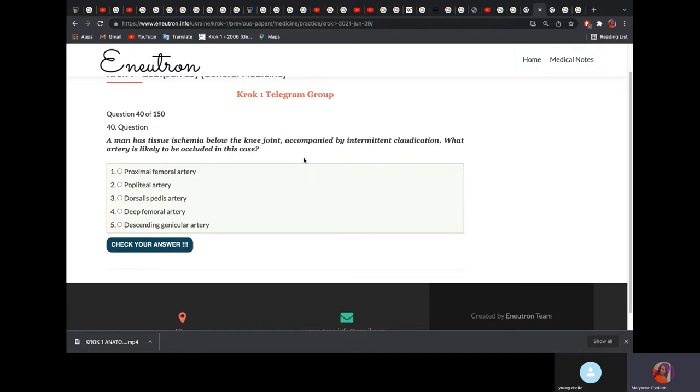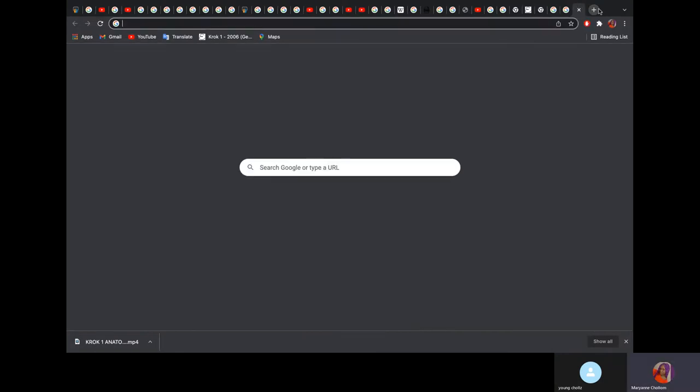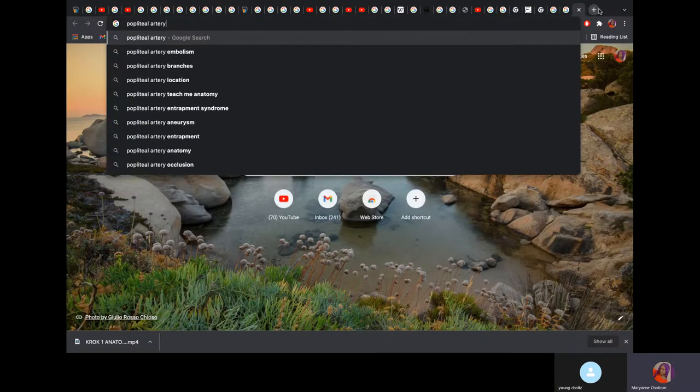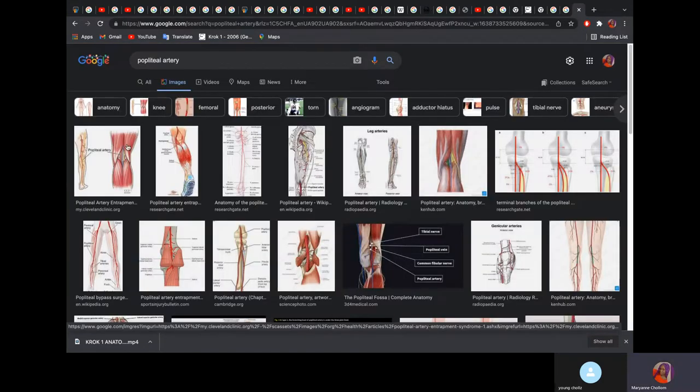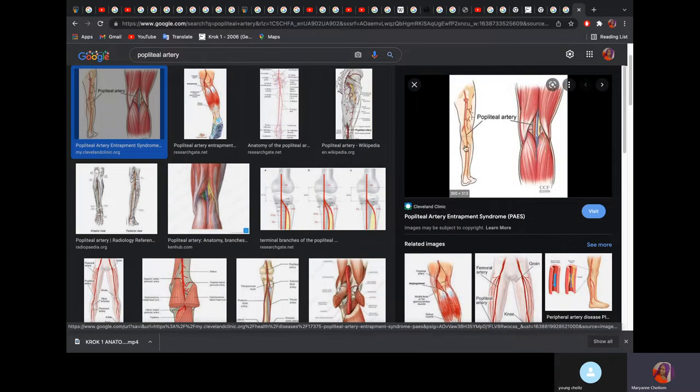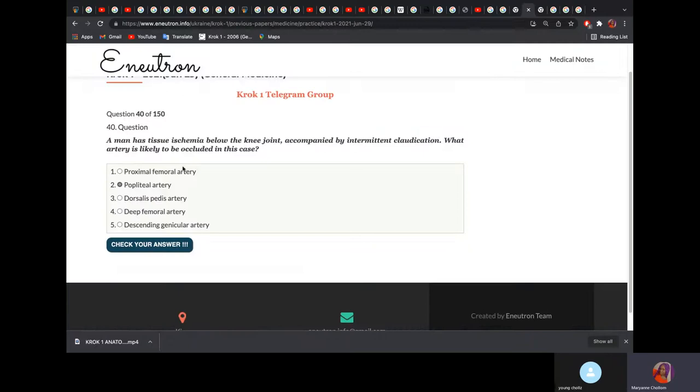A man has tissue ischemia below the knee joint, accompanied by intermittent claudication. What artery is most likely to be damaged? So, of course, it'll be the popliteal artery because, should I show you guys a photo? Yes, I will. What do you see here? So below the knee joint, of course, should be this artery. This artery is occluded when something is interfering with it, the popliteal artery, as you can see here. Yes, good. So that's why the answer is popliteal artery.